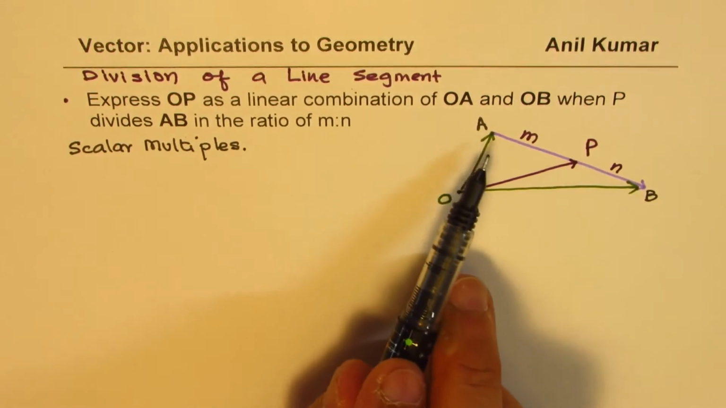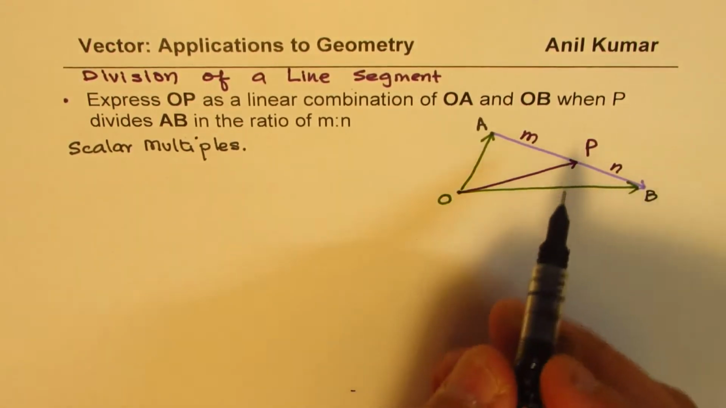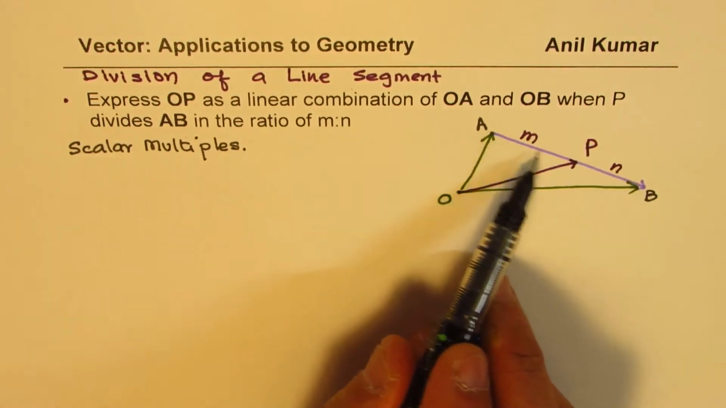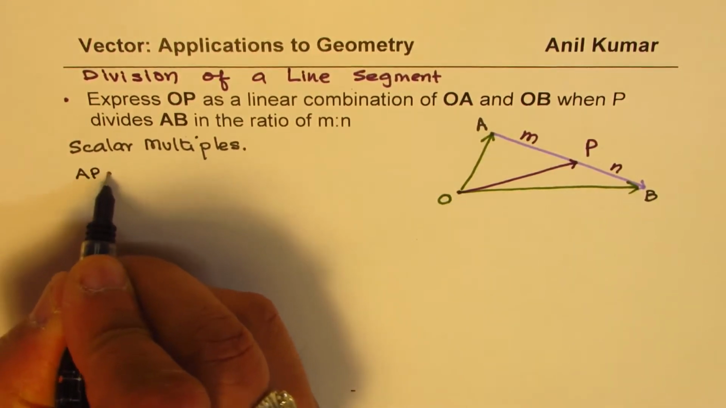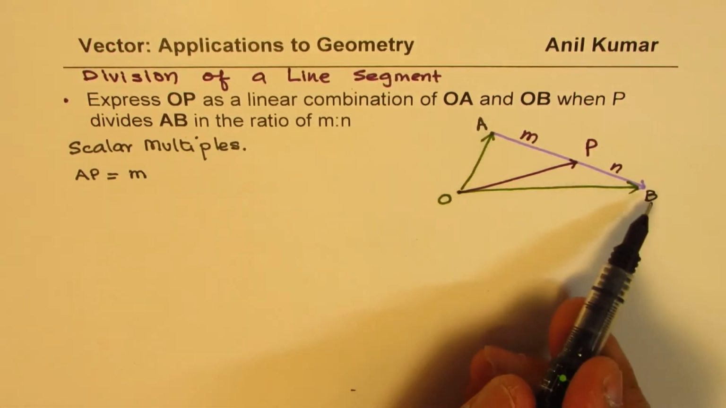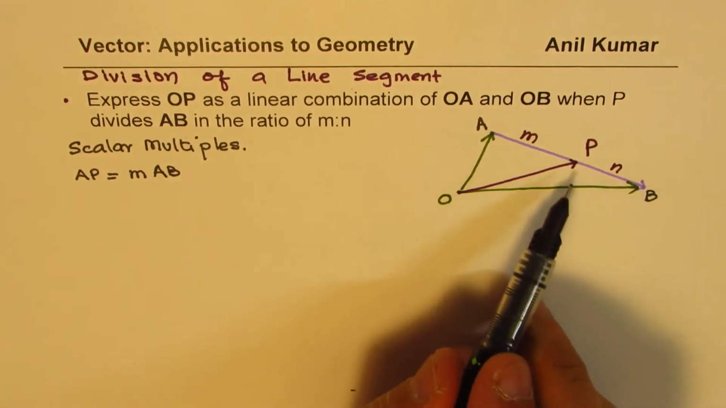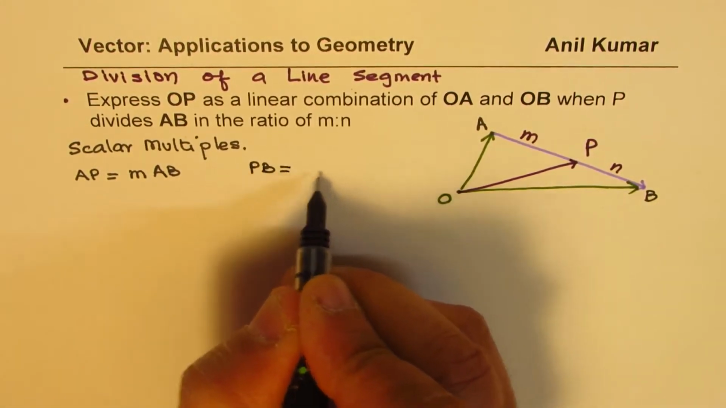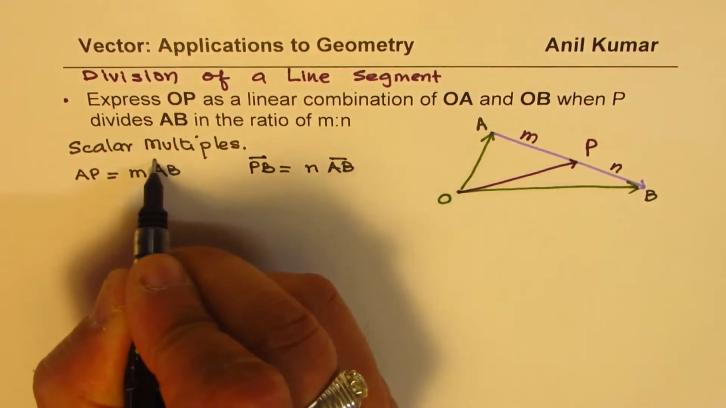So let's look into what AP is and what PB is. AP and PB are in the same line as AB. They are collinear, right? So we could write AP as equal to m times AB. We could write PB as n times AB, right? So these are vectors.